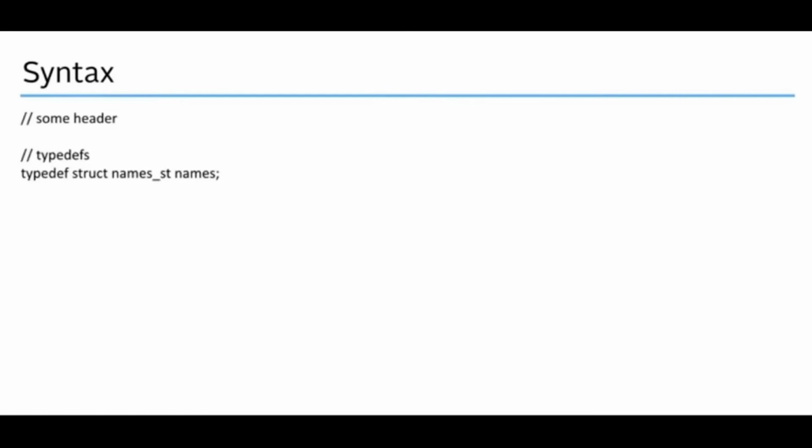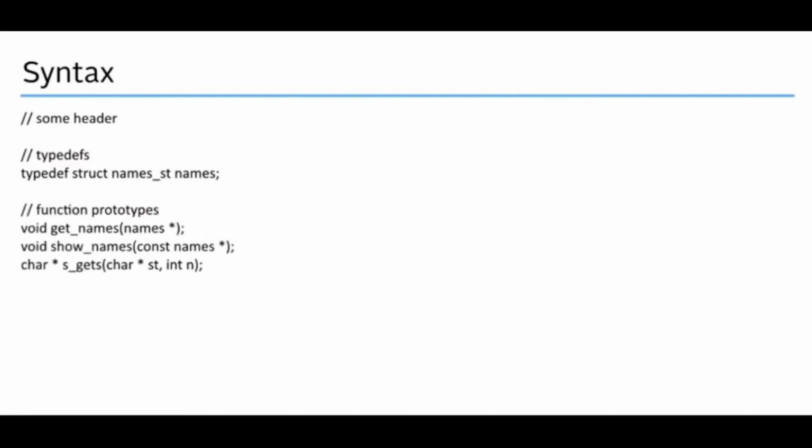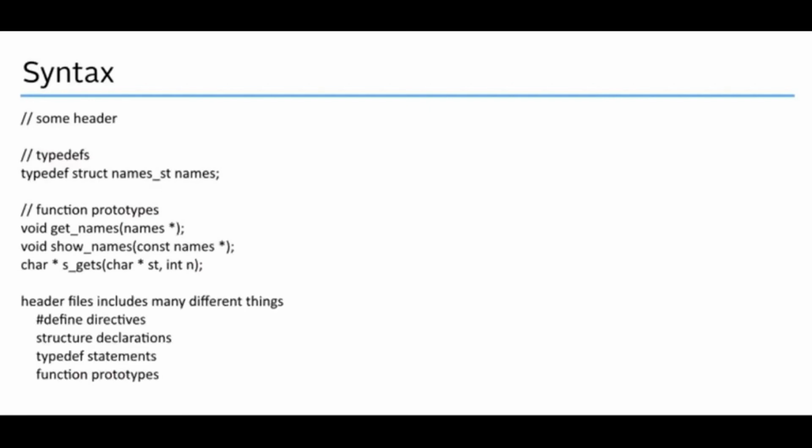So here are some function prototypes. Function prototypes are just names of functions. We know what a function is. Hopefully by now, it's just a way of grouping code together. We'll talk about functions in much more detail later. So a header file can include many different things. It can include define directives, constants, structure declarations. This is again a way to group different variables, group different data. Typedef statements have to do with data types. We'll talk more about that, but function prototypes are really the important one.